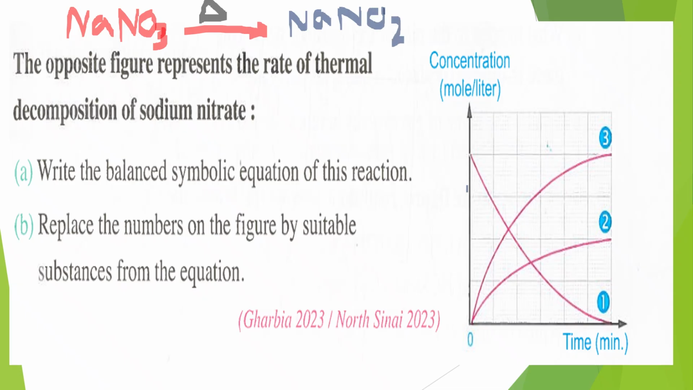NaNO2 plus O2. This is oxygen gas which evolves during the thermal decomposition. This is the sign of the evolution. And for this equation to be balanced, there will be 2 molecules of sodium nitrate and 2 molecules of sodium nitrite. This is the balanced equation, which expresses the thermal decomposition of sodium nitrate into sodium nitrite. So we have answered letter A.